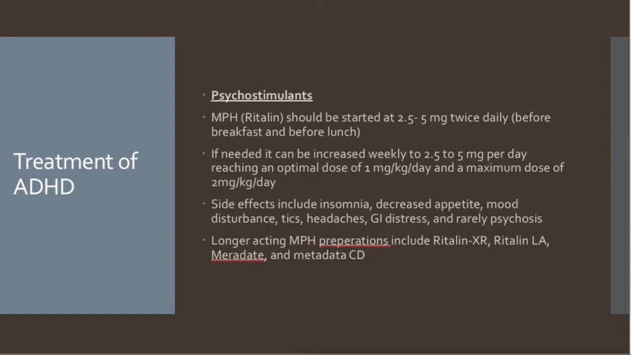And now a little bit about the specific medication types. The most common and well-known are the psychostimulants. Those include things like methylphenidate, which is Ritalin, and that should be started at about 2.5 to 5 milligrams twice daily, and they would normally take that medication before breakfast or before lunch.